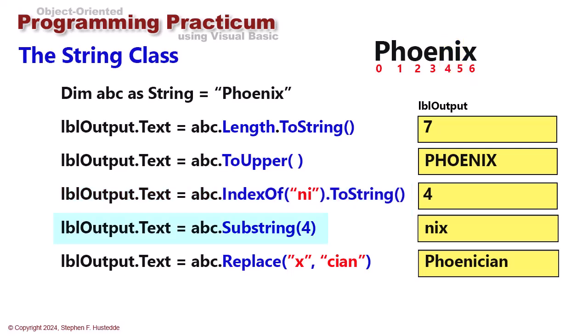lblOutput.Text equals ABC.Substring 4. So here with Substring, I'm going to character 4, that's the n, and I'm going to extract everything from that to the end of the string. So it's going to show nix. And then our last one here, lblOutput.Text equals ABC.Replace. We're going to replace the x with the letters cian, and so now rather than Phoenix, the output is Phoenician. So this is a brief overview of how we can manipulate and work with strings.